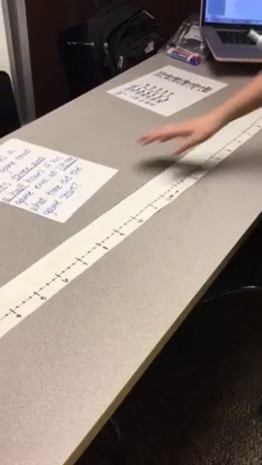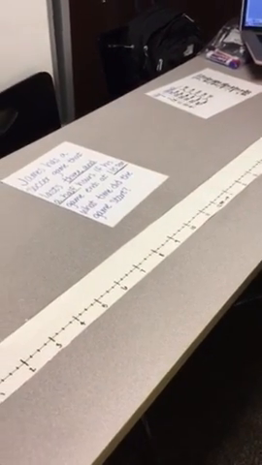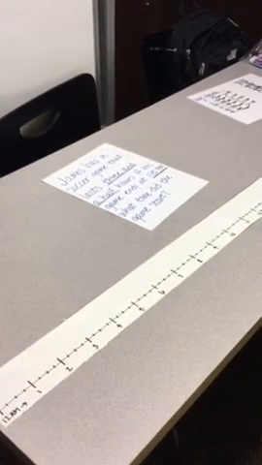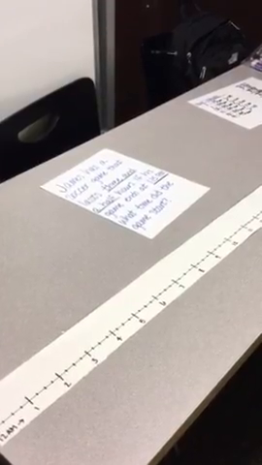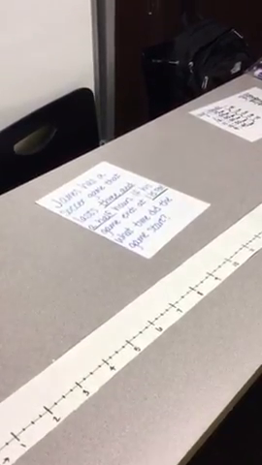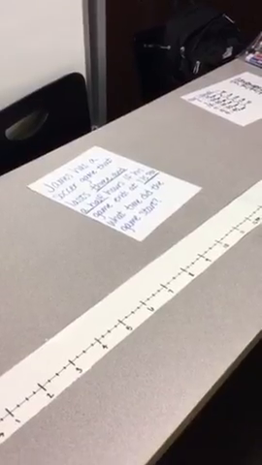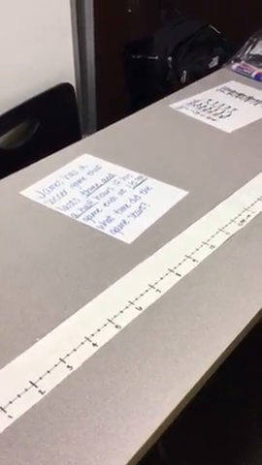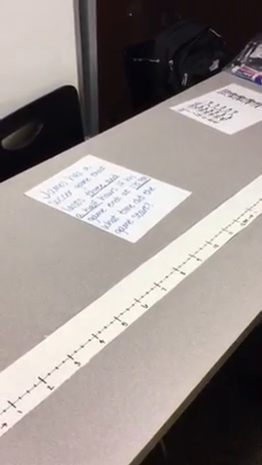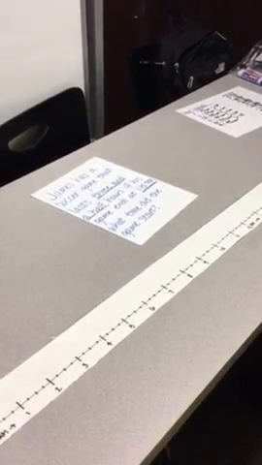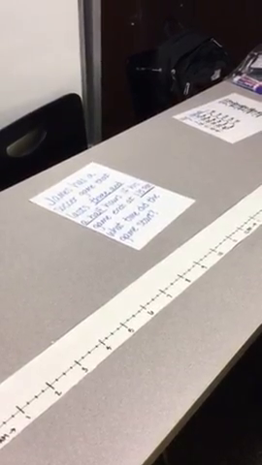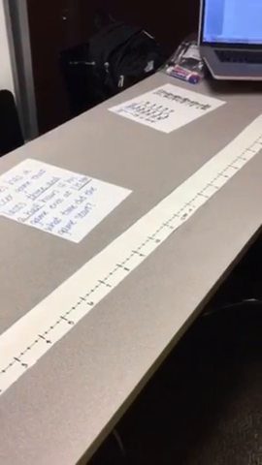So now let's look at our word problem. James has a soccer game that lasts 3.5 hours. If his game ends at 1:15 p.m., what time did the game start? So we know the time the game ends and how long the game lasts, and what we are looking for is the start time. So that means we need to count backwards on our number line.